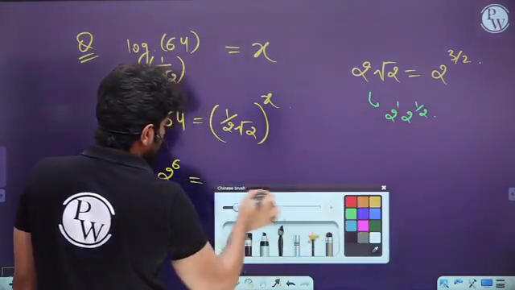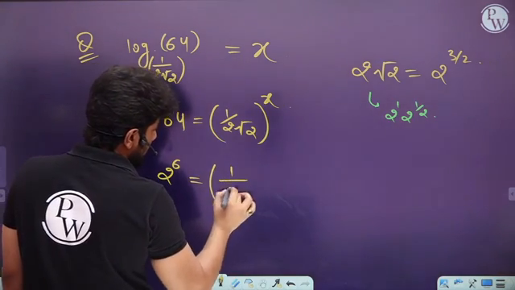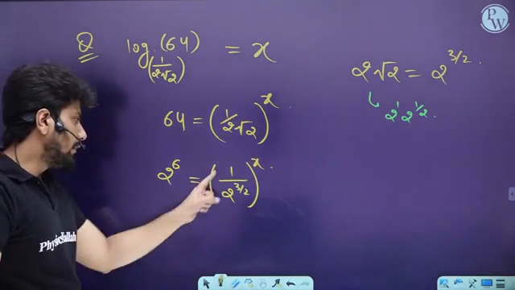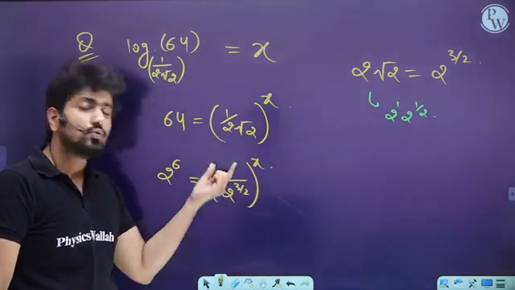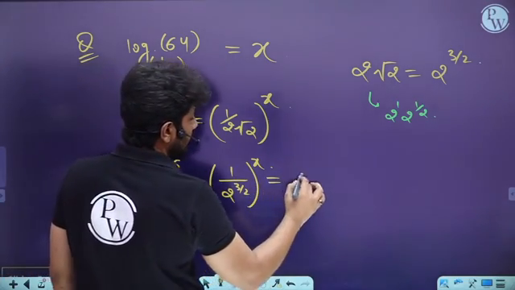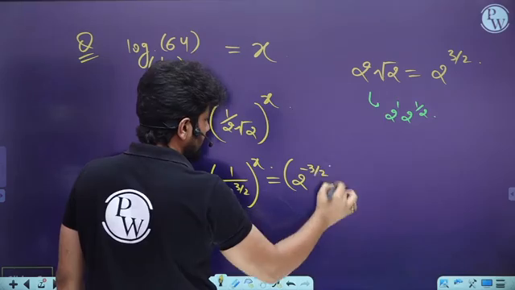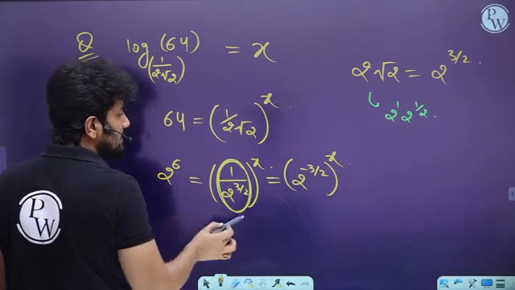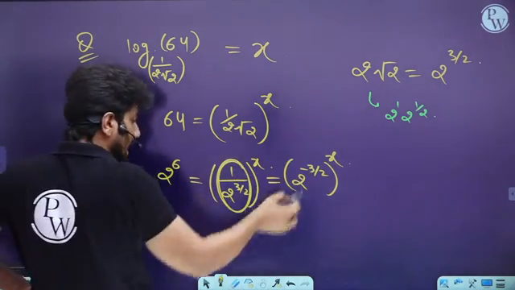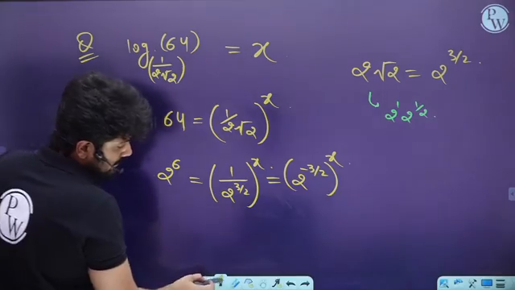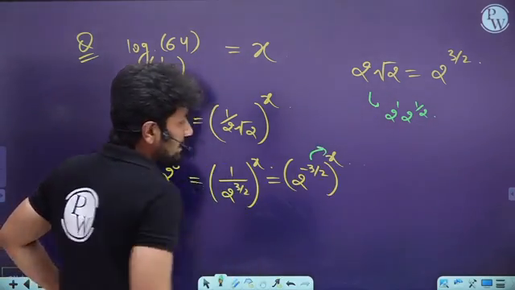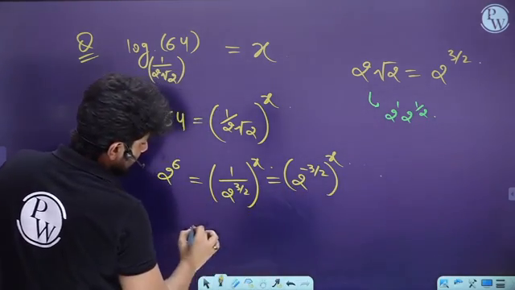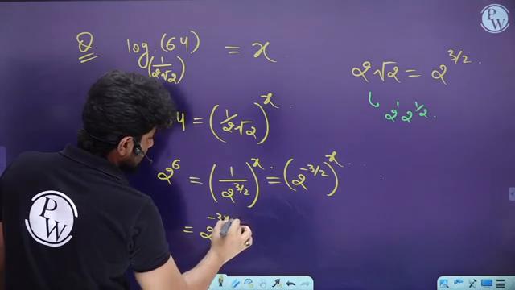We can write 1 upon 2 root 2 as 1 upon 2 raised to the power 3 by 2, its whole power x. 1 upon 2 raised to the power 3 by 2 can be written as 2 raised to the power minus 3 by 2, its whole power x. Now the powers get multiplied: minus 3 by 2 multiplied by x, you know the property. So now the right hand side is 2 raised to the power minus 3x by 2.